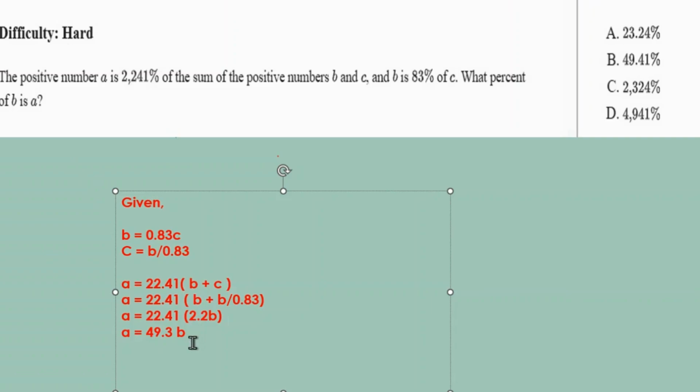So how do we find that out? We have to do the opposite. We just need to put B here. We have to use B on the left side and A on the right side. And how do we do that? Just multiply A divided by B.